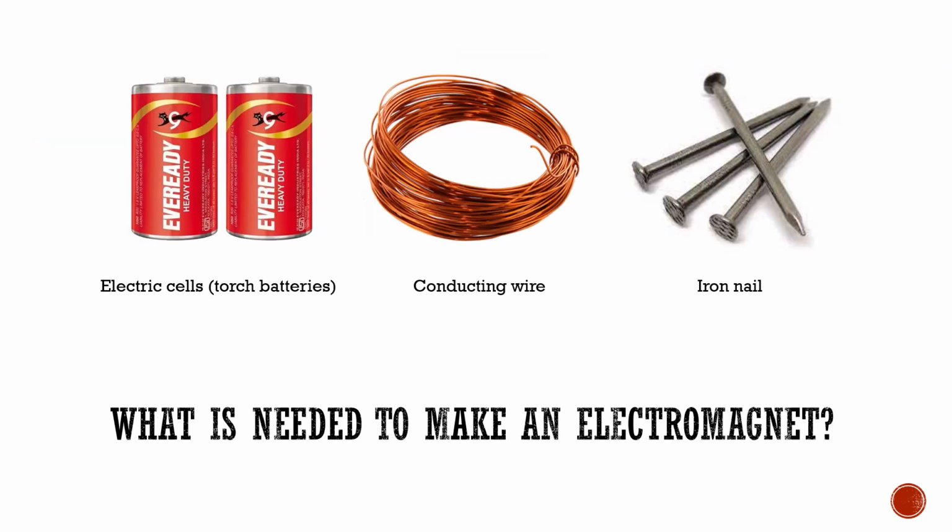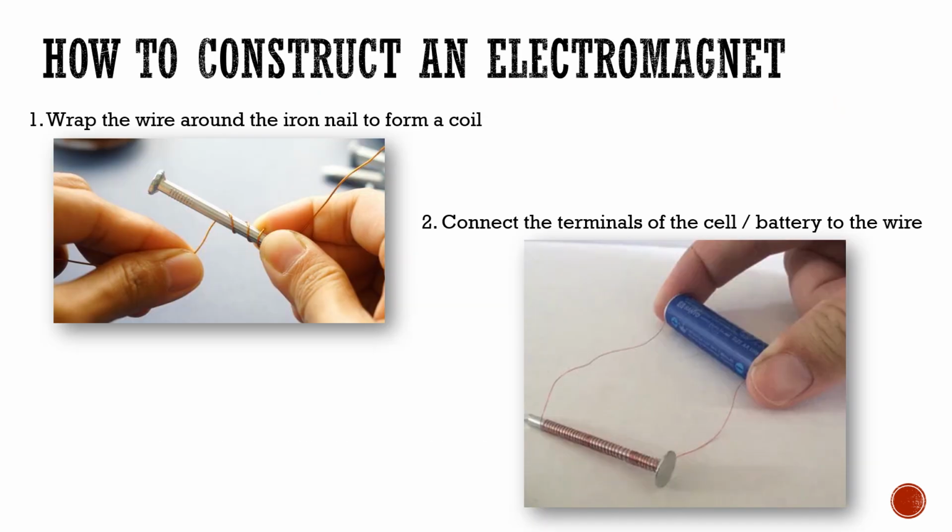So what do we need to make an electromagnet? We need a few torch batteries or electric cells. We need a piece of conducting wire, copper wire, insulated wire, and an iron nail. Now what do we do with these things?